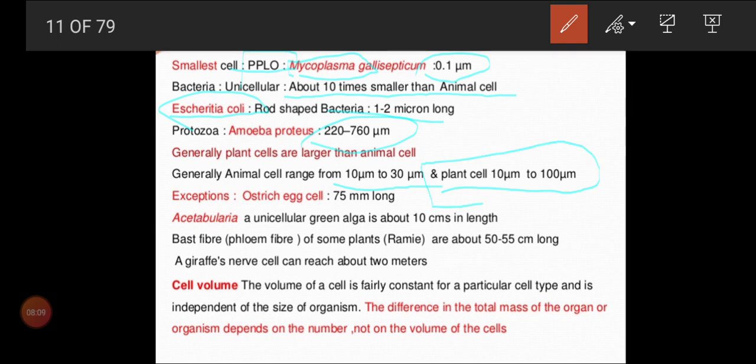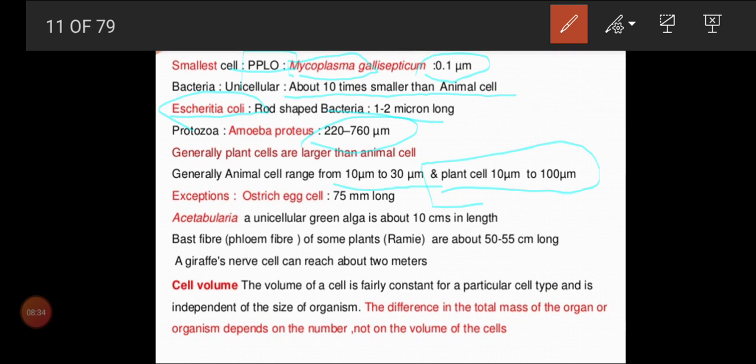So here you want to remember one range for bacteria, children, one range for plant cell, one range for animal cells. So which plant cell is the largest? That is 10 micrometer to 100 micrometer. And what we can see under animal cell? 10 to 30 only. And come to the bacteria, we can see 1 to 2 micron long, the length they are telling.